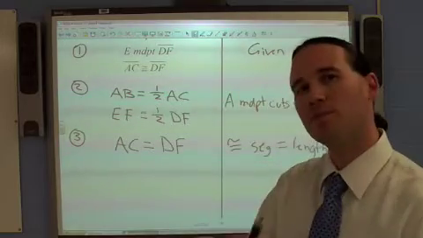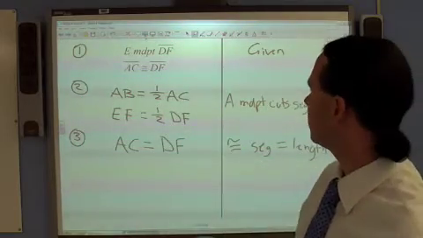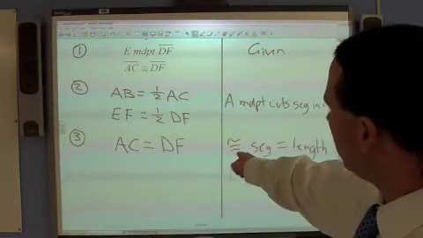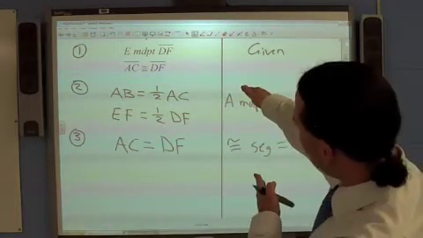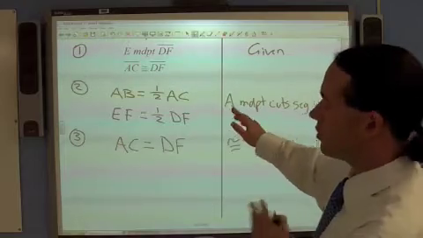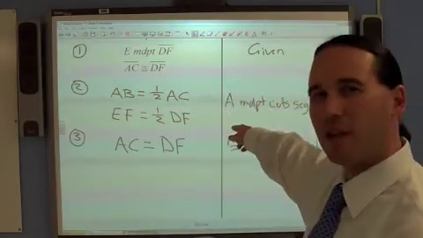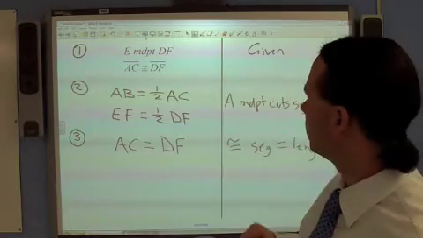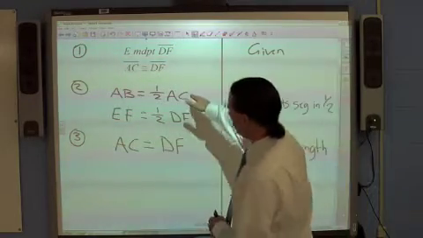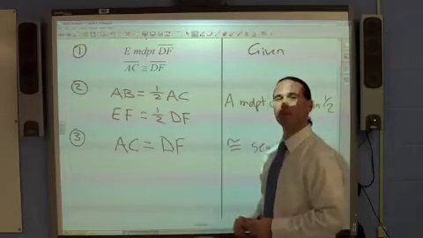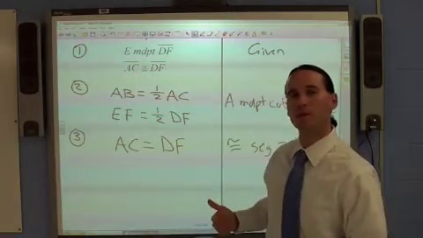And now hopefully at this point you're seeing something start to fall into place. If AC and DF are equal, then a half of AC and a half of DF should be equal too, right? And if a half of AC equals a half of DF, then AB and EF should be equal. And those are the two we're after.